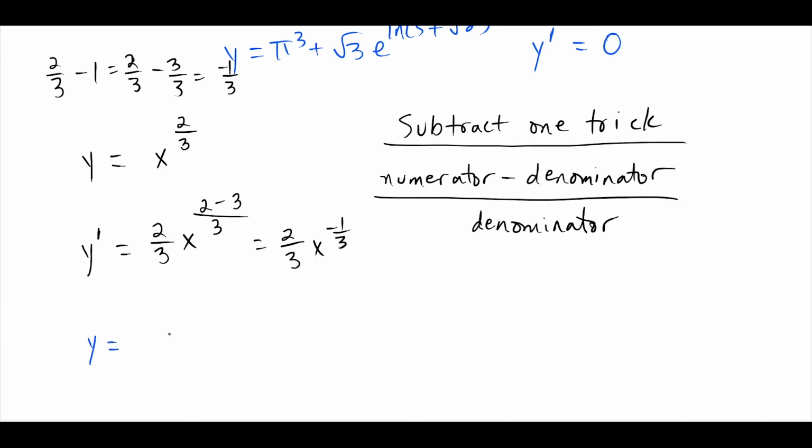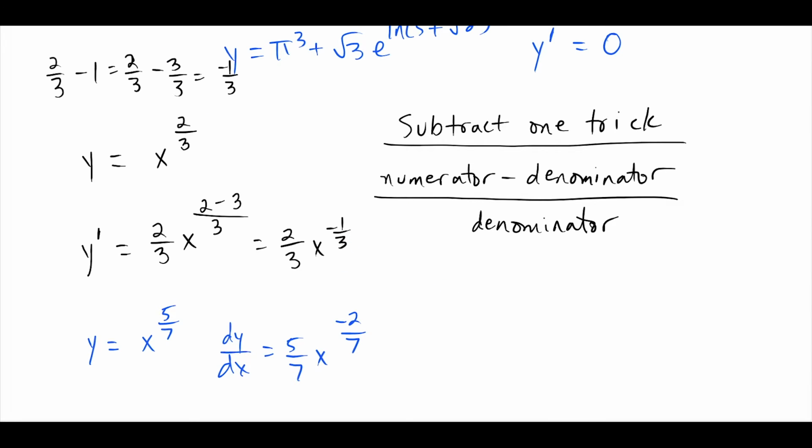So if I had something like, let's say y equals x to the 5/7 power, then my derivative dy dx is going to equal 5/7 x. And if I do 5 minus 7, I'm doing numerator minus denominator. I'm going to get negative 2/7. So this is just a nice little shortcut so you could subtract a little bit quicker.